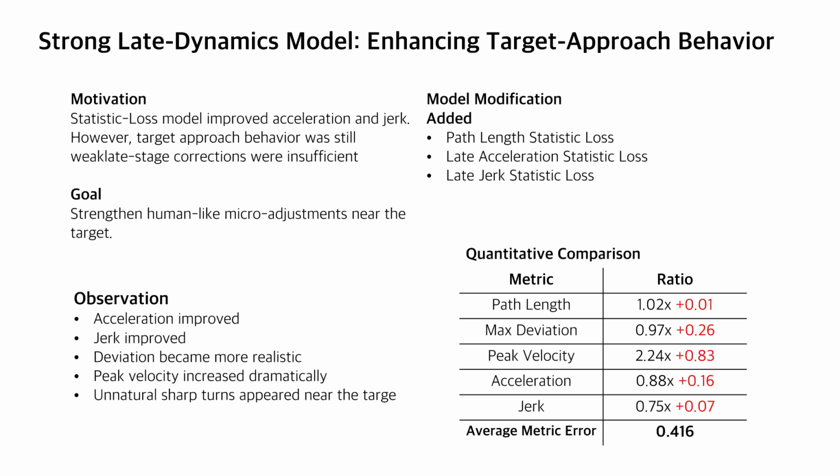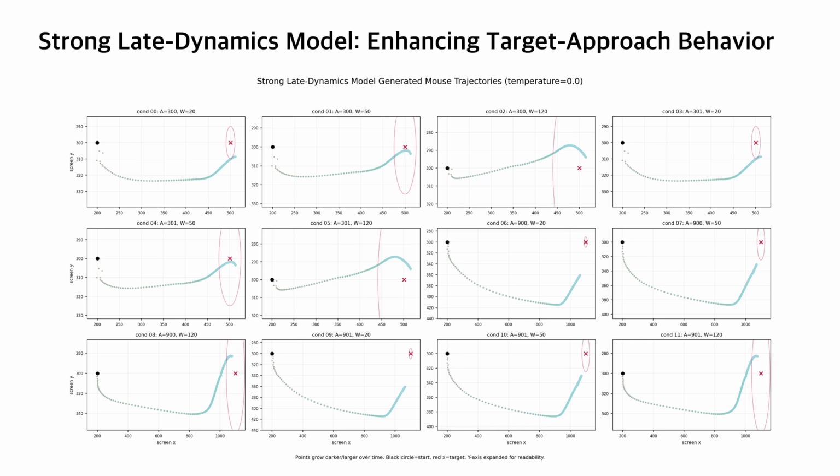So the peak velocity increased too much compared with the previous version. Like I said before, peak velocity increased too much, so the result looks like just a trajectory spread. So it did not work well.